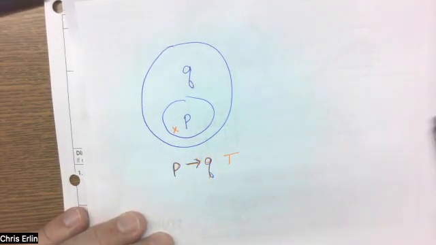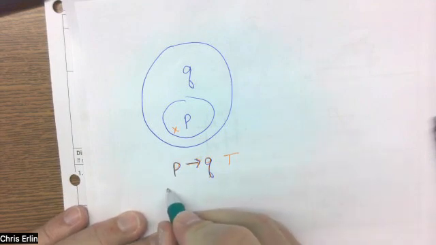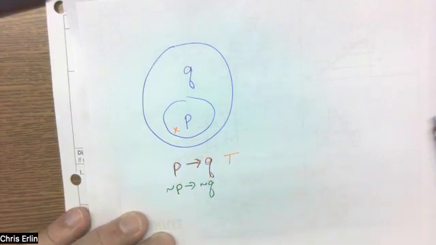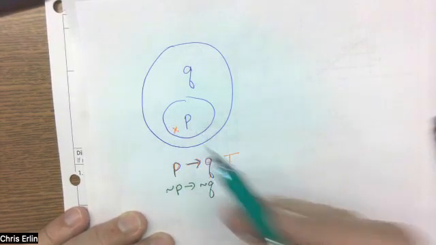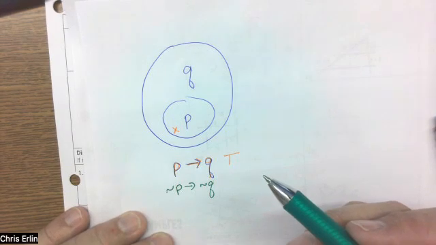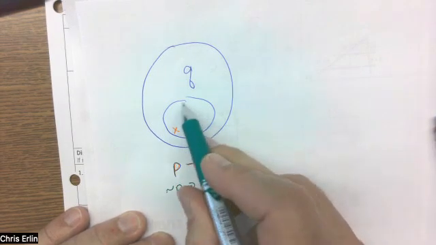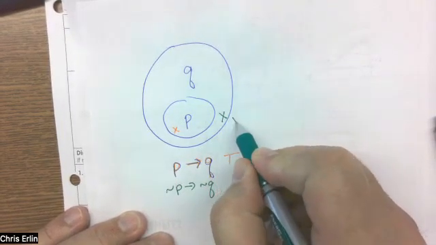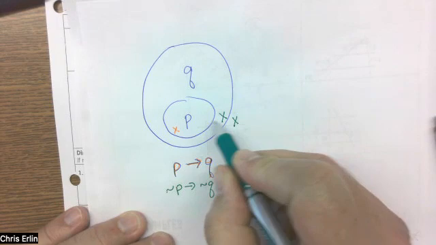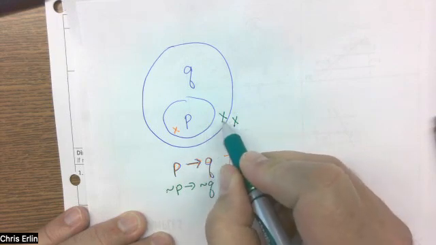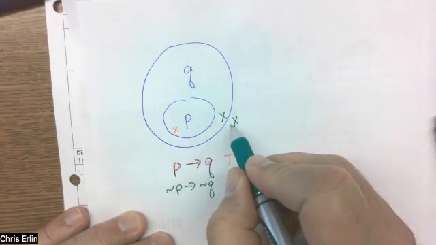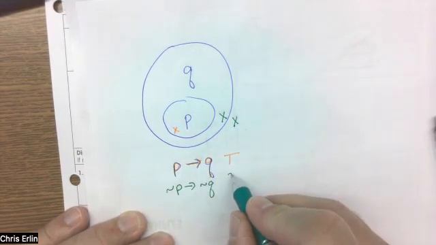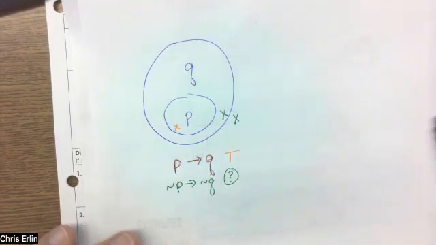Now let's look at the inverse. If you're not P, then you're not Q. This is what we're trying to prove is true. So where is not P? It's somewhere outside of P, agreed? So it could be here. Could it also be here? Those are both outside of P. And since there are two possible locations, do I know whether I'd be inside of Q or outside of Q? No. So this one is unknown.